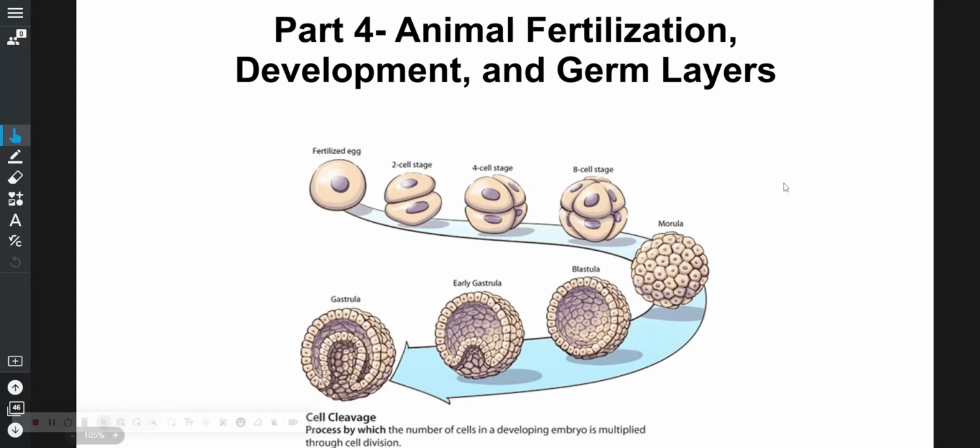You can see on the diagram here what we're talking about today is what happens between the time an egg and a sperm meet and create a fertilized egg, all the way until you start to see an organism form and you're actually able to recognize what it is. So that's what we're going to go through today.